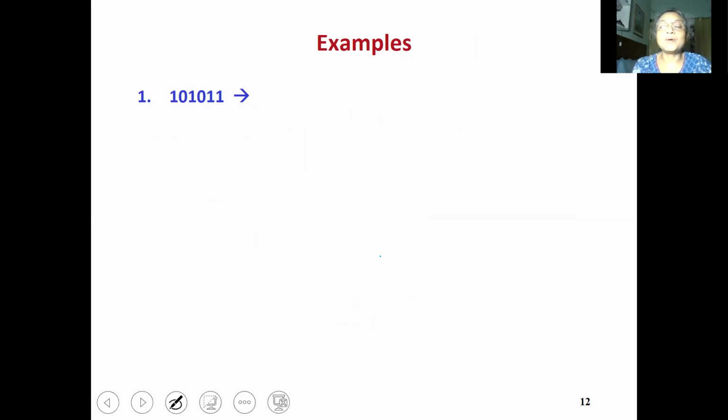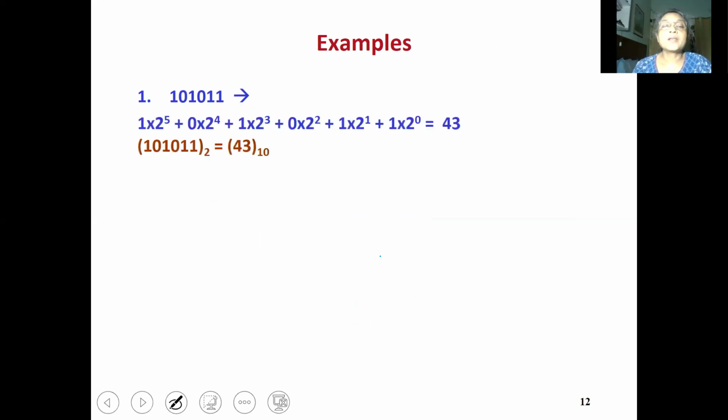Let's take this number 101011. What is its decimal equivalent? So we find this has a place value 2 to the power 0. The next bit has a place value 2 to the power 1. This 2 squared. This has place value 2 cubed. This is 2 to the power 5. So 1 into 2 to the power 5 plus 1 into 2 cubed plus 1 into 2 to the power 1 plus 1 into 2 to the power 0, which is equal to 43. So this number is equivalent to 43 in decimal.